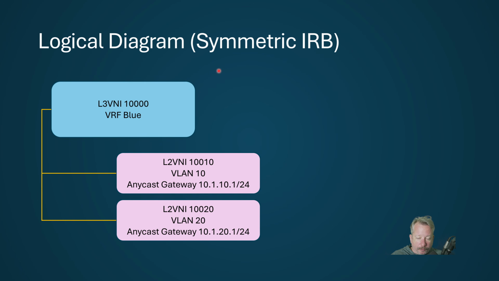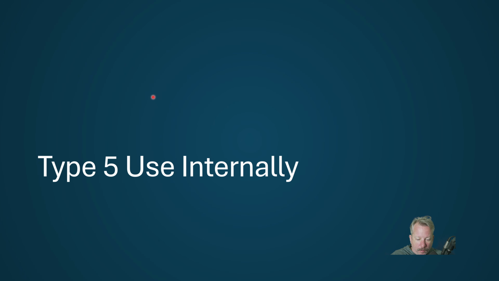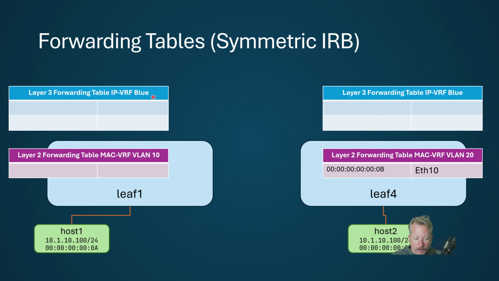So in the logical diagram, we are doing symmetric IRB, which means we are routing and switching in EVPN VXLAN. We have two L2 VNIs, one on VLAN 10 and one on VLAN 20. And then we have an L3 VNI with a VRF called blue that's going to route between the two.